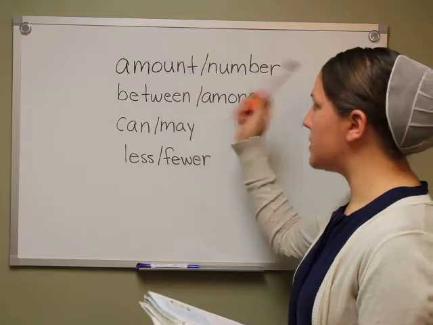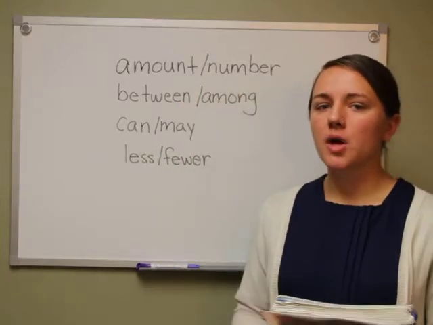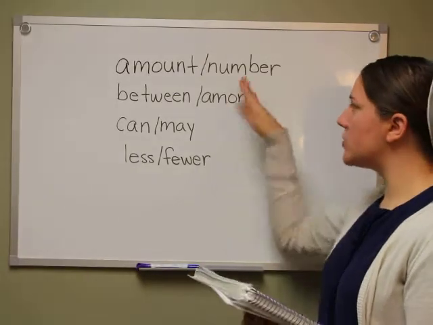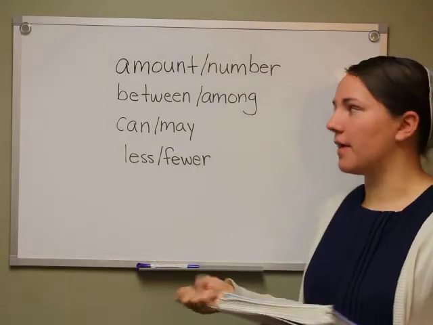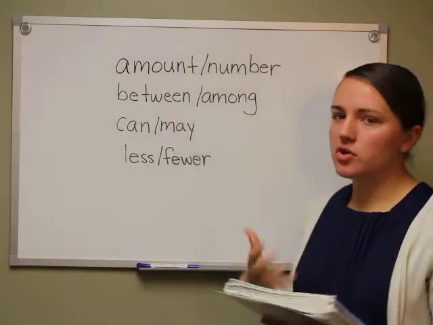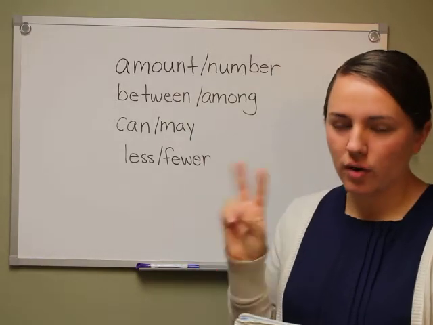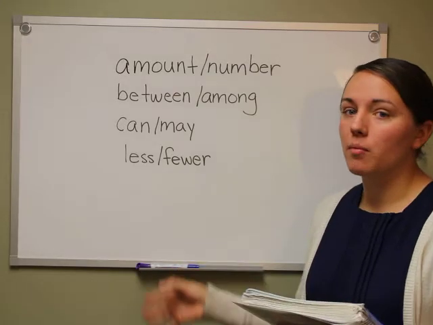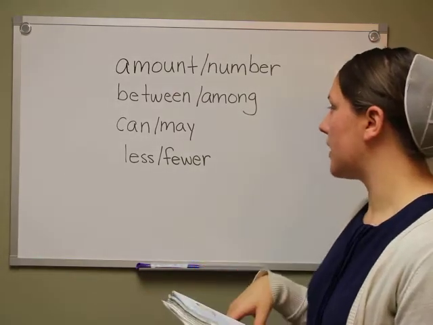First of all, we have amount and number. We use amount when we cannot count the things that we are talking about. We use number when we can specifically count them. Between and among, we use between when we are talking about only two people or things. Among is used when we are talking about more than two people or things.